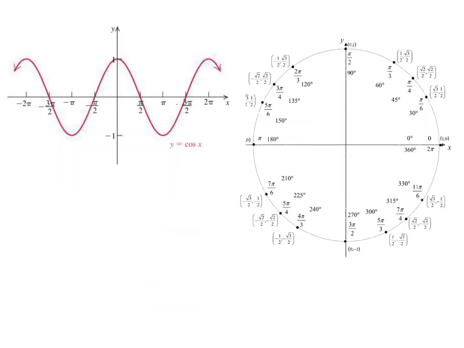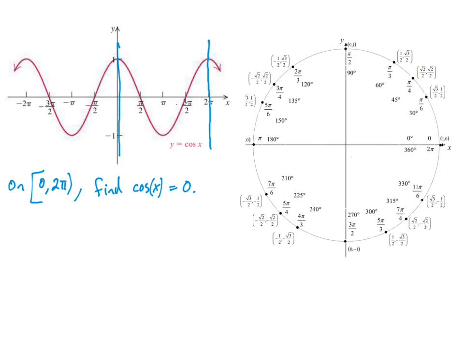All right, so now let's do a couple similar questions for the cosine function. So on the interval 0 to 2 pi, when is this curve equal to 0? Well, it's equal to 0 here, equal to 0 here. So we would say x is going to be pi over 2 and 3 pi over 2.